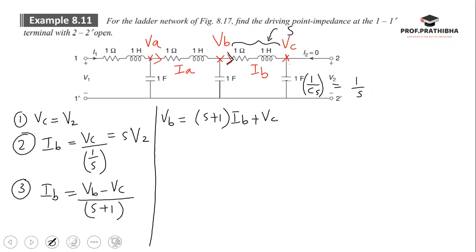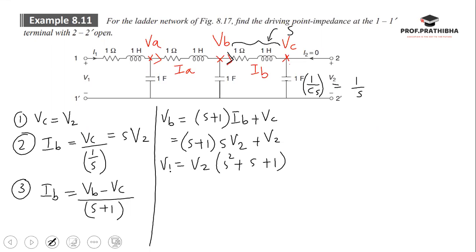Fully useless, every time they're going to just go and resubstitute it. So this will be S + 1. What is IB? It is S times of V2. What is VC? It is V2. So you will get one equation, take V2 common. Just be a little careful while making this equation. This will become S² + S + 1. This is your VB. So in the third step, VB comes.